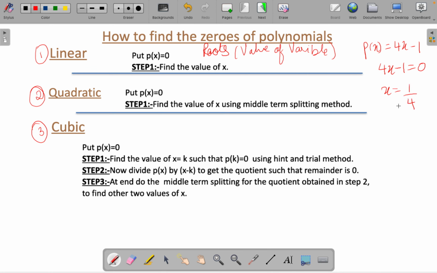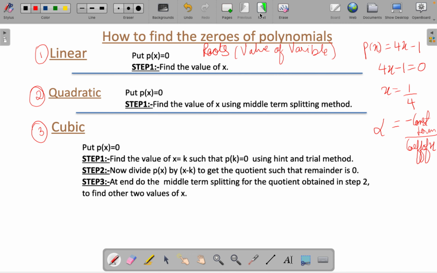So when we are talking about a linear polynomial, how do we find the relationship between the zero and the coefficients of the polynomial? Can I say it is minus of the constant term upon the coefficient of x? So this is the formula. Suppose I take the root of a linear polynomial as alpha, so it is minus the constant term upon the coefficient of x.